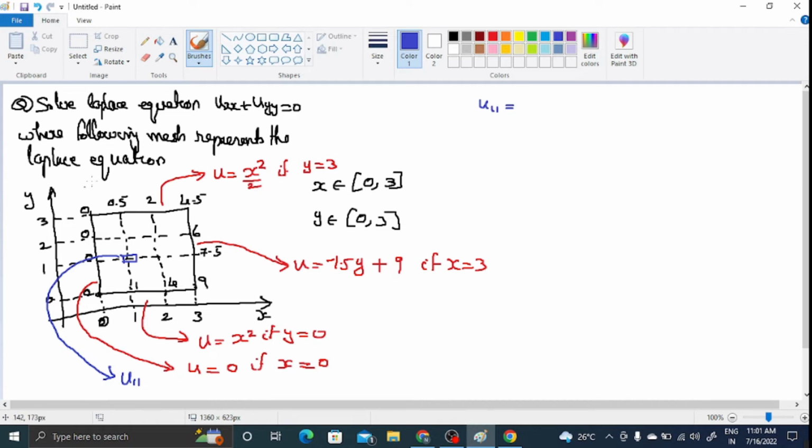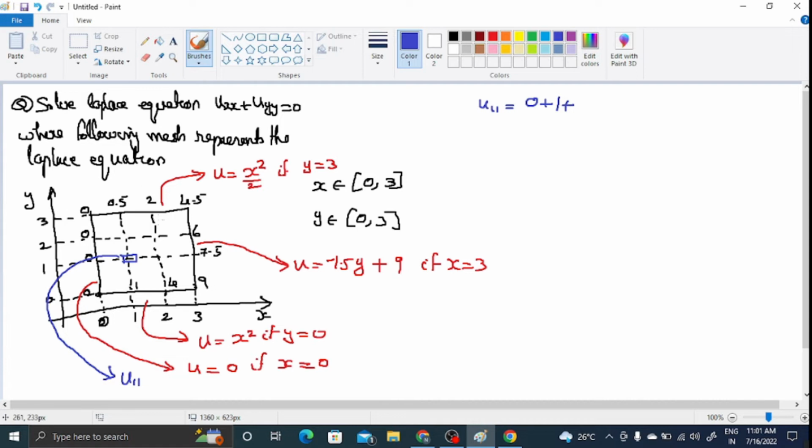Left data is 0, right? This is 0. Left data is 0, so 0 plus. Now the bottom data of this is the point we are finding. So its bottom data is 1. So 1 is bottom data. So plus 1.